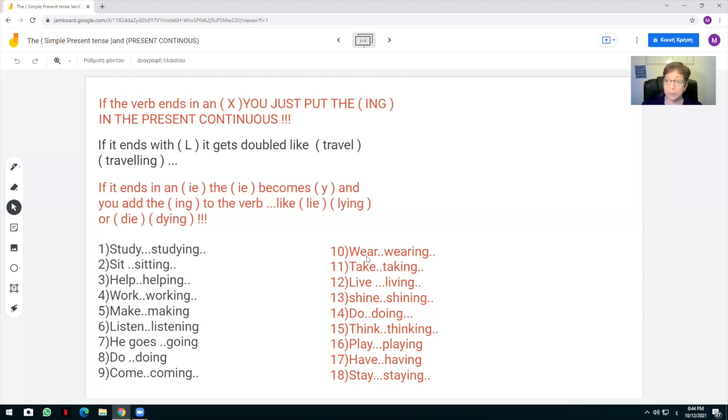Okay? The verb here is number 10, wear. Wear is when you put on some clothes, you wear them. يعني برتدي. Wear becomes wearing. 11, take becomes taking. 12, live, living. Live يعني أعيش. Living. 13, shine. Shine يعني لما الشمس بتطلع بتكون لونها بارق كده، يعني بيلمع. Shine, shining. Doing. Think يعني أفكر. Thinking.